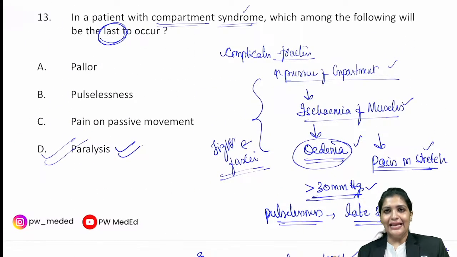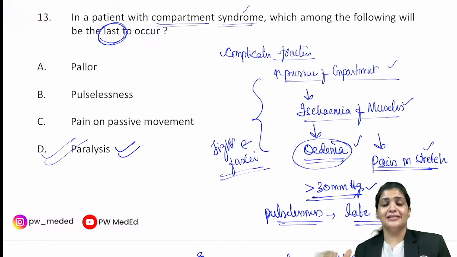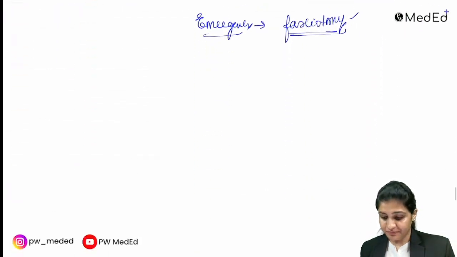Pulselessness is seen as a late feature in case of compartment syndrome, but the last one is your paralysis. Here the question asked was the last one, so it is paralysis, right?